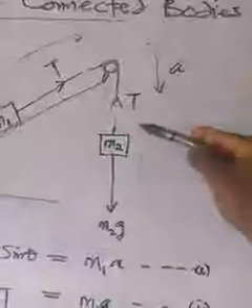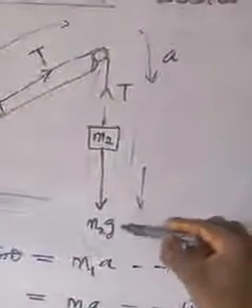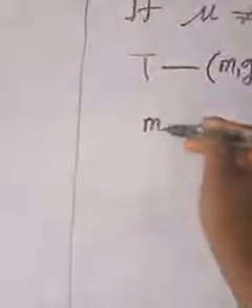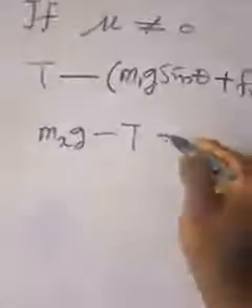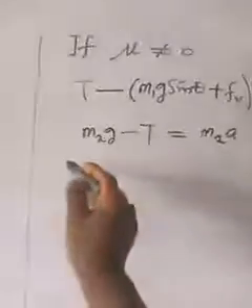It's equation 1. Now, in order to determine equation 2, we are still going to look at the weight and the tension. The direction of motion is downwards. It means that the weight is greater than the tension, which means that m2g minus the tension is equal to m2a. This is equation 2.